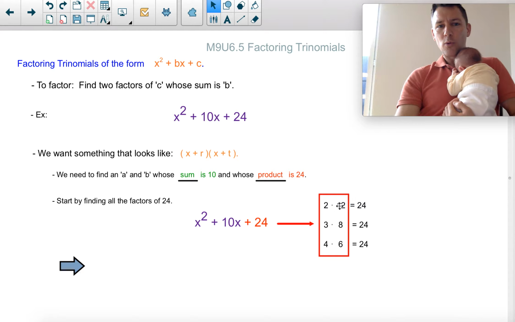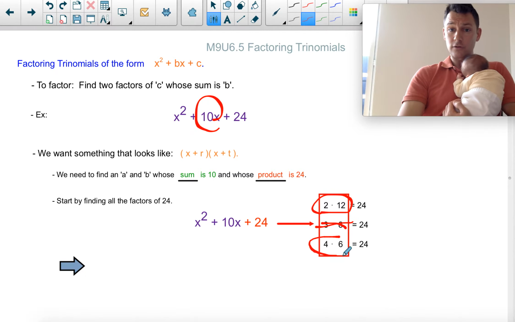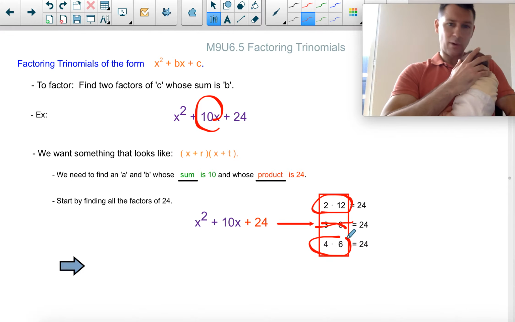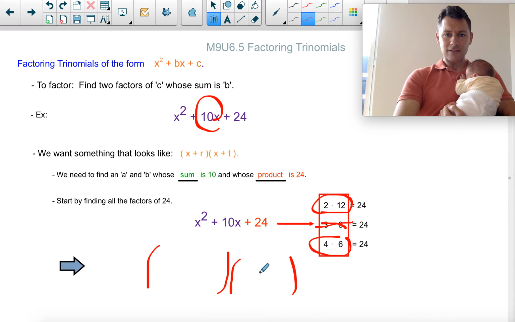So, I know that the 24 comes from one of these pairs multiplied, but also this 10x comes from two of these added or subtracted. Yeah, so it could be 12 and 2 being subtracted, so that could work. That's a possibility. 3 and 8's out because you can't add or subtract 3 and 8 to get 10. And 4 and 6 could also do it. And since these are both positives, this is a plus and this is a plus, you know that whatever binomials you have, they're both going to be plus signs. So we know it's going to be plus and plus.